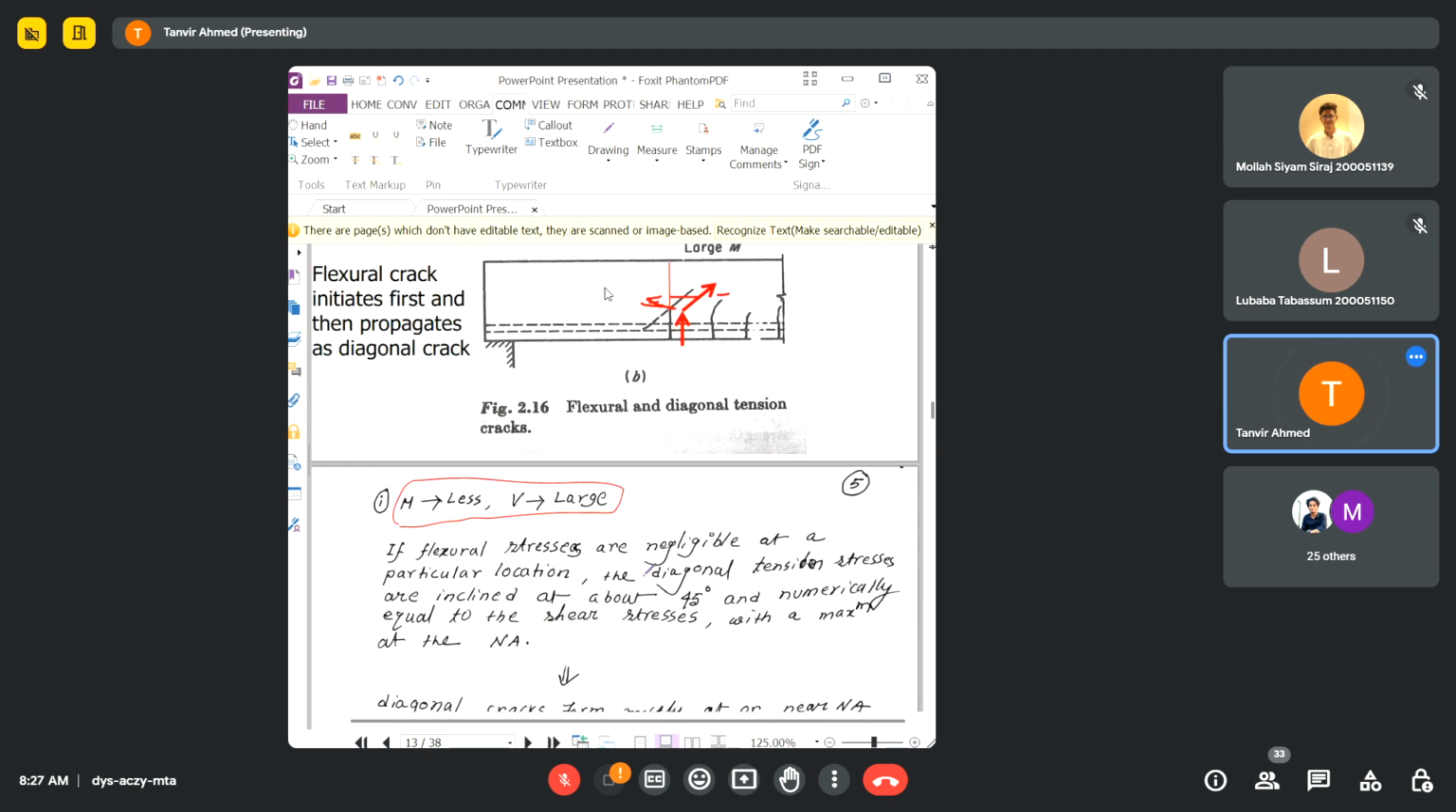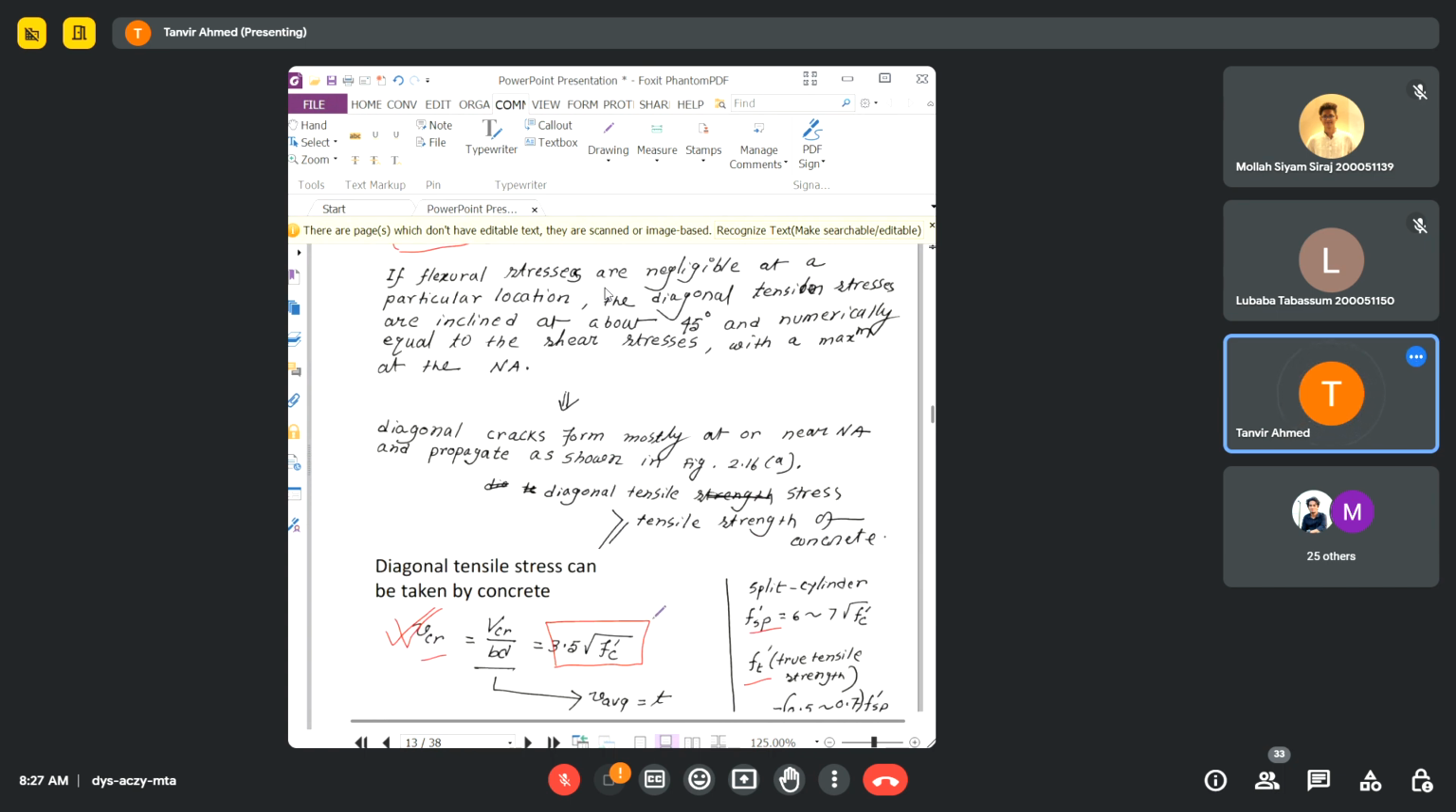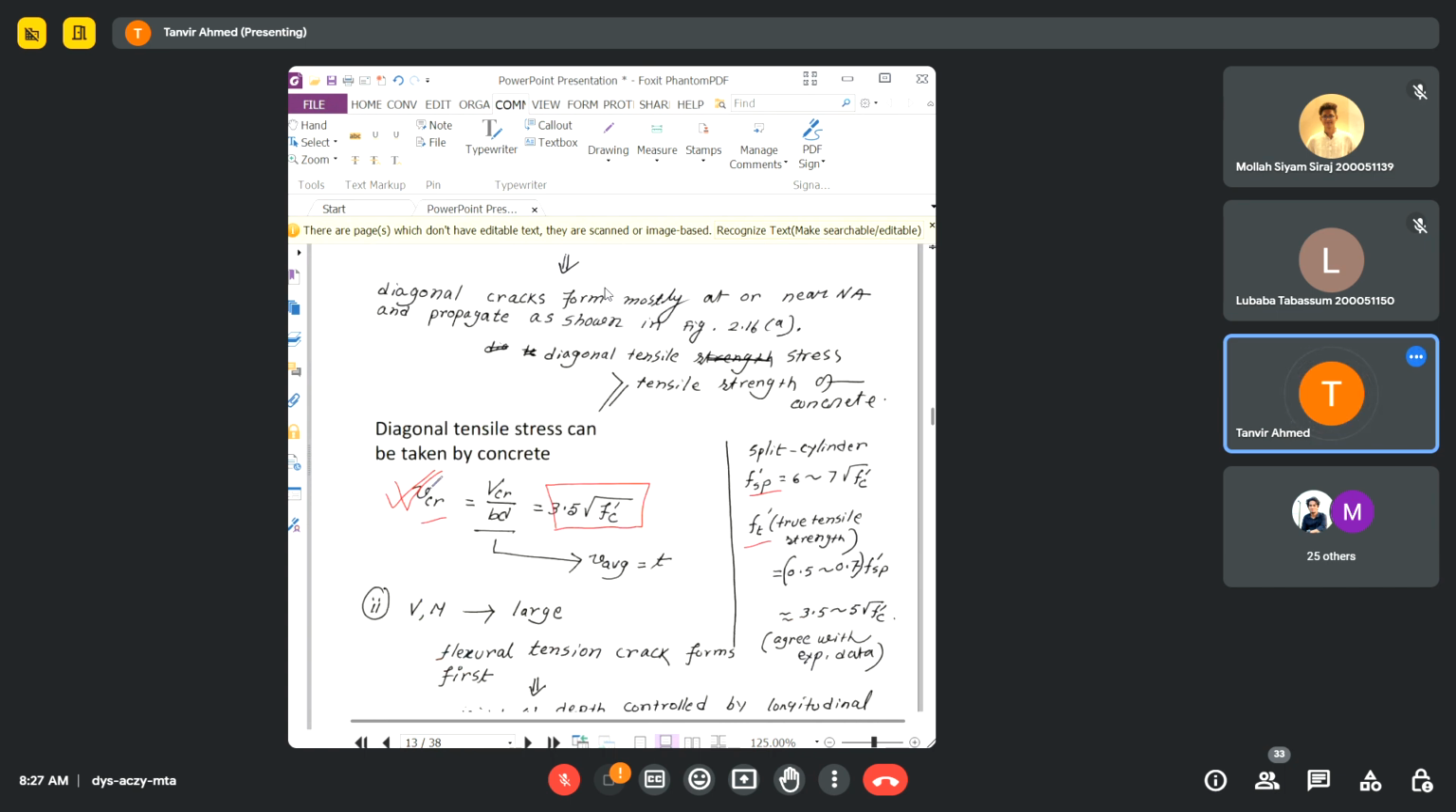So when the bending moment is less, listen to this very carefully, it's very important for you. When the bending moment is less and shear force is large, in that case, the shear strength of concrete, so I'm talking about the shear strength of the concrete only. Okay? So this is the shear strength. Vcr is the shear strength of the concrete that you can represent with this equation, 3.5 square root of fc prime.